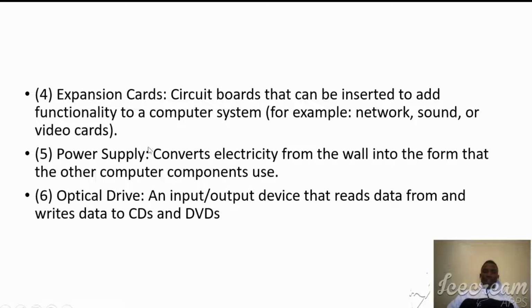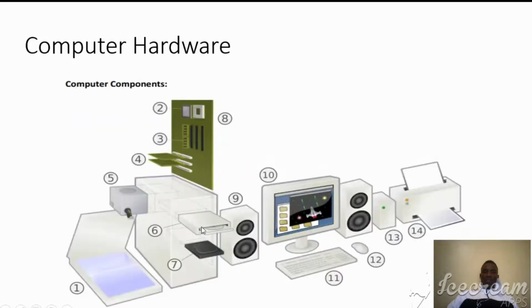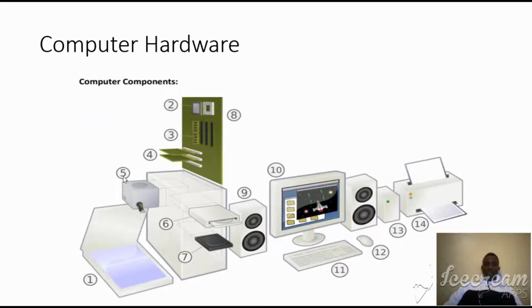Then we have the power supply, which converts electricity from the wall into the form that the other computer components use. Optical drive, an input device that reads data from and writes data into CDs or DVDs. So here we have number 5.